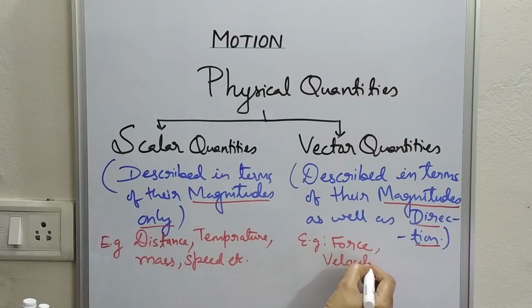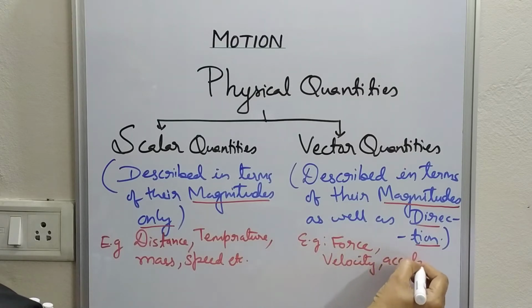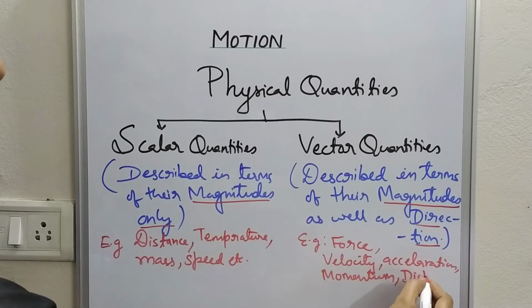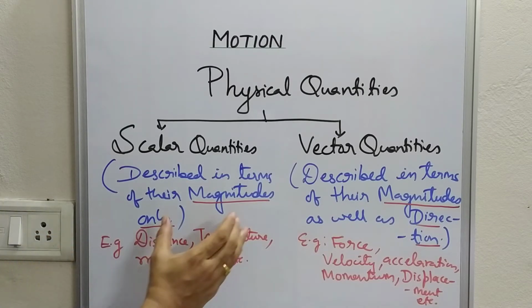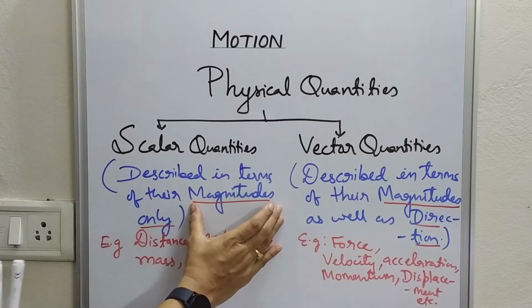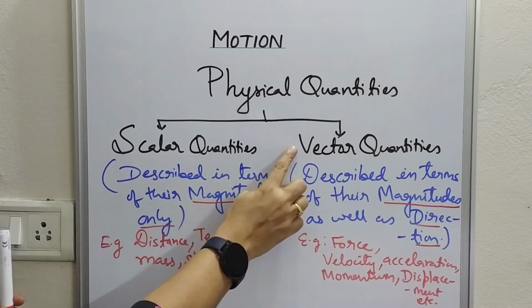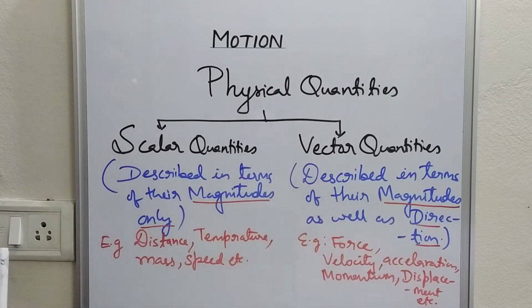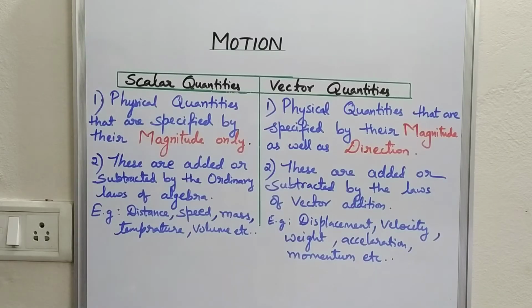Velocity is a vector quantity. Acceleration is a vector quantity. Momentum is a vector quantity. Displacement is a vector quantity. Like this, there are many more examples. So how to understand? Scalar quantities are those physical quantities which are expressed in terms of their quantity, meaning magnitude only. But vector quantities are those physical quantities which are described in terms of their magnitude and a direction. This is how we can differentiate scalar quantities and vector quantities.